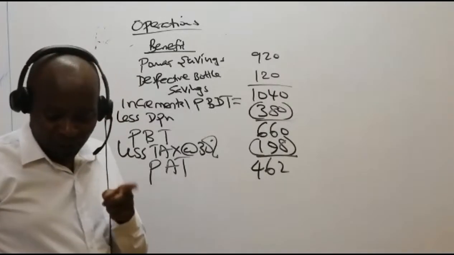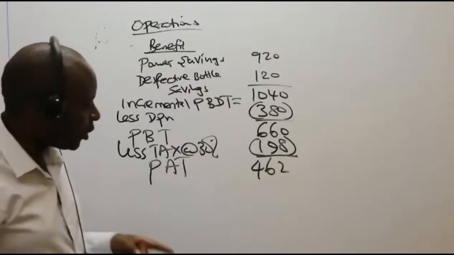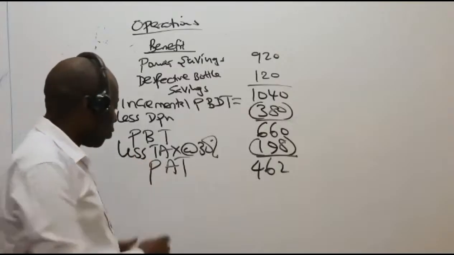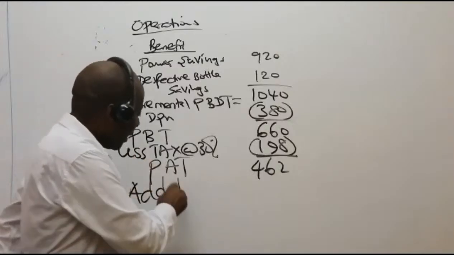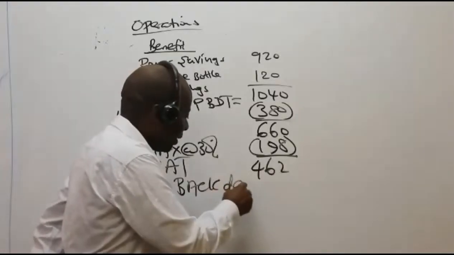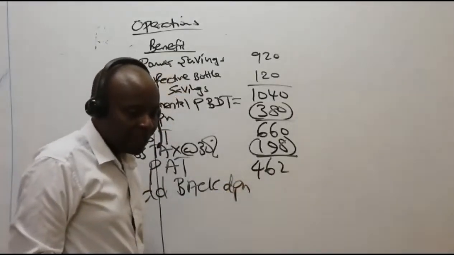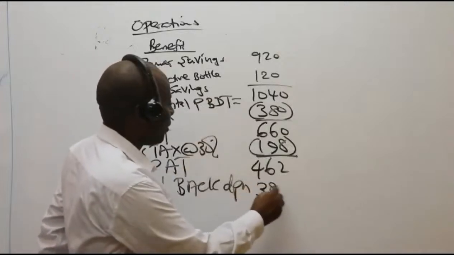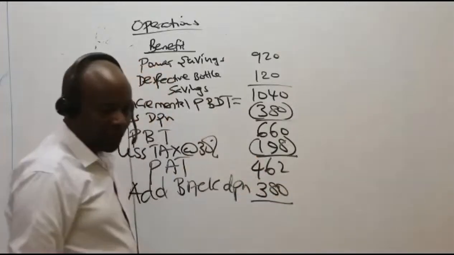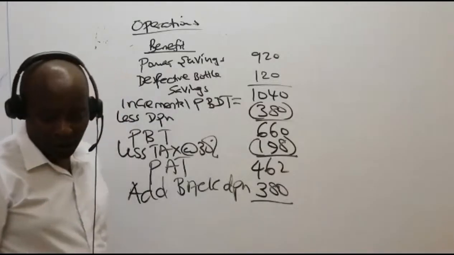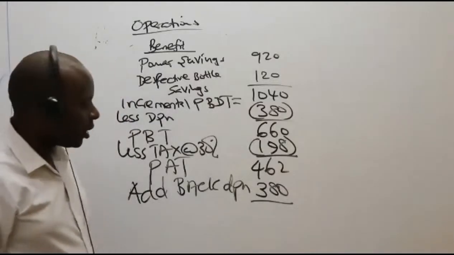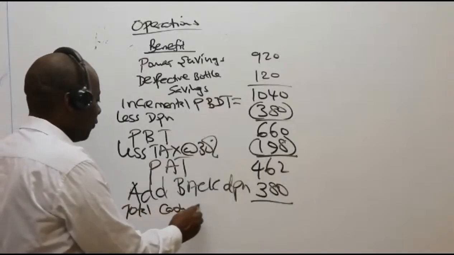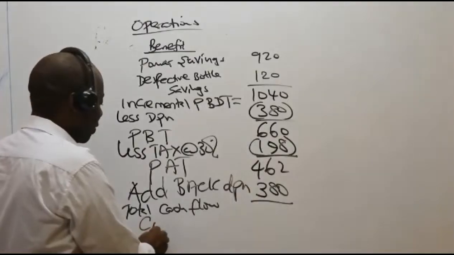Profit after taxation is 462. But because I want cash flows, I'll come and add back depreciation, my incremental depreciation of 380. So could you kindly give me the total cash flow, the total cash flow which is operational in nature.